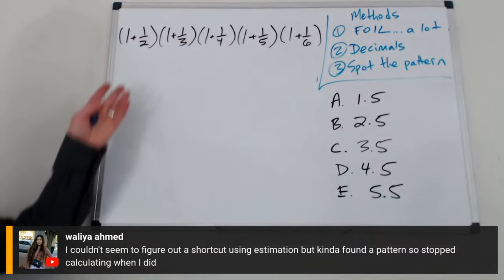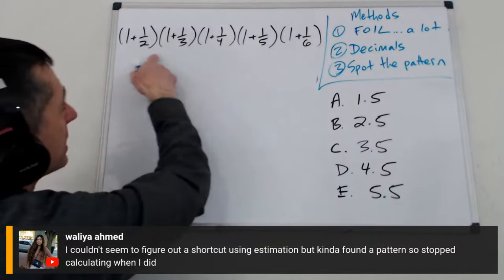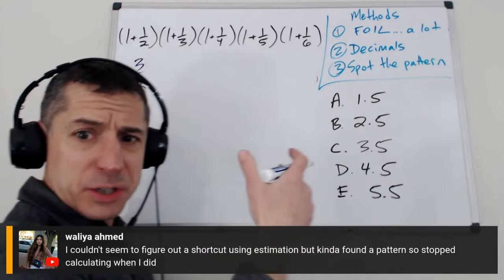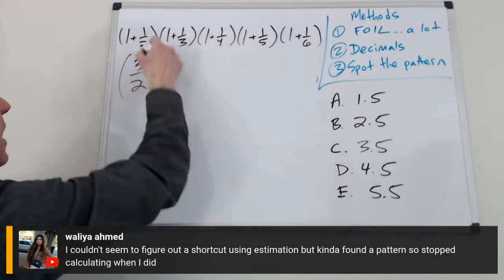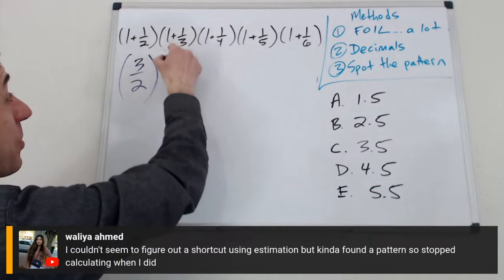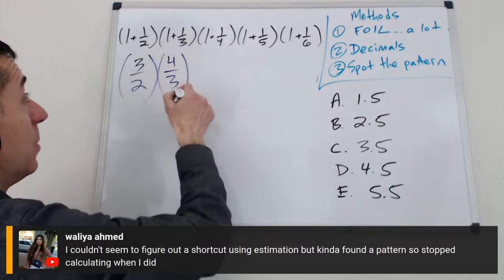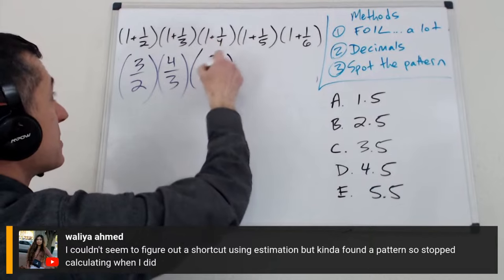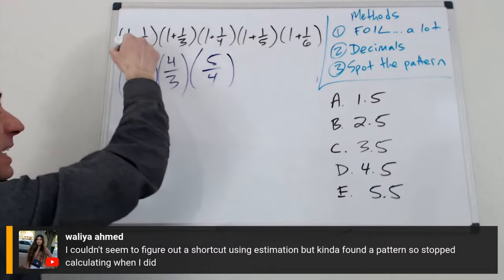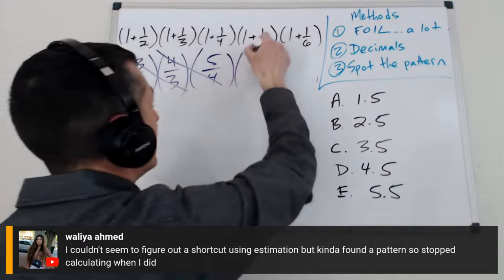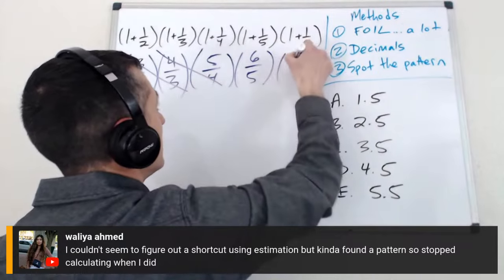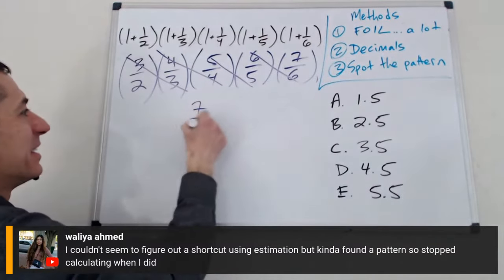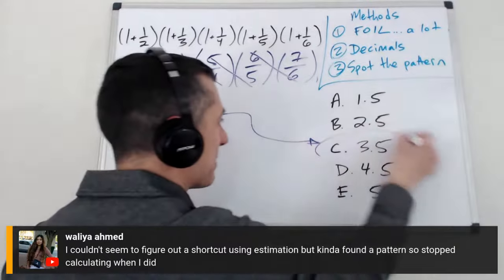So you can start exploring a little bit and go, well, hey, that's three halves. I could convert it to a decimal, no fun. This is four thirds. Oh, wait a minute. One plus a fourth is going to be five fourths. And now I'm starting to notice things are going to cancel out on me. Oh, that's nice. Six fifths, seven sixths. And now we're in business. We just have seven halves. And that's going to be C.